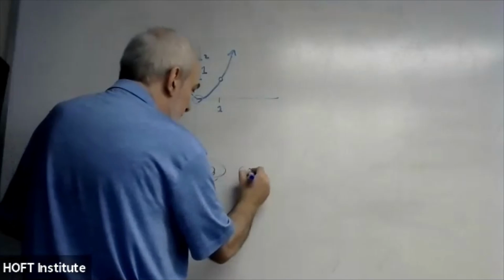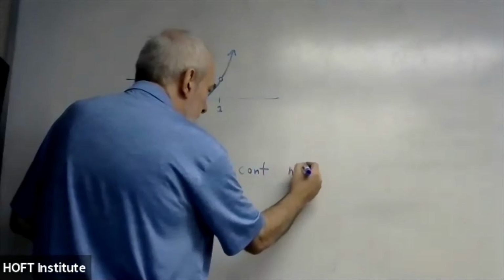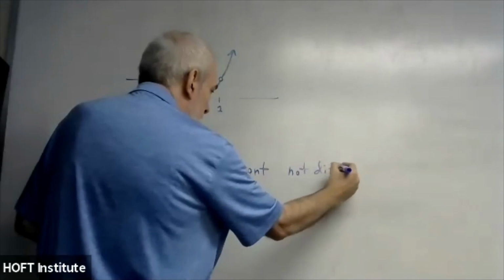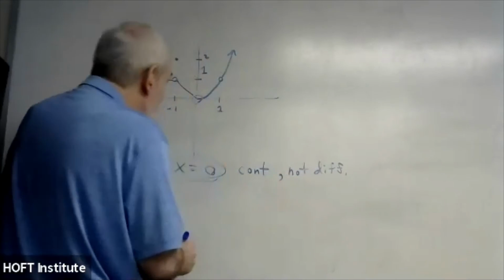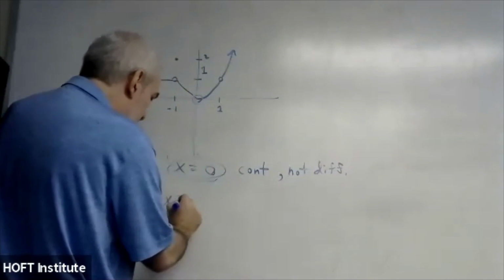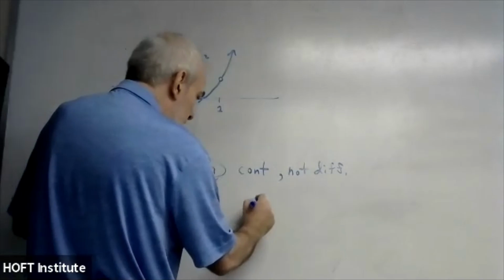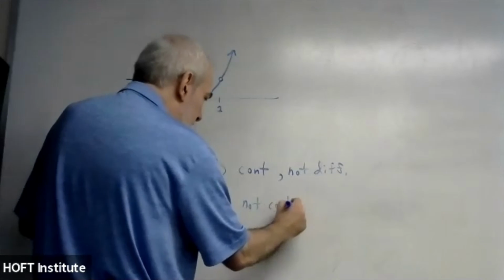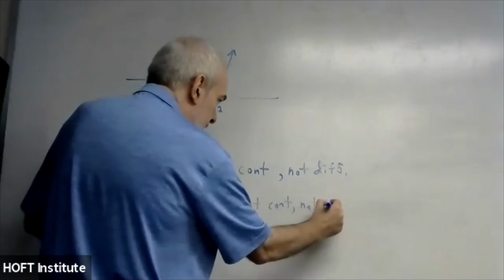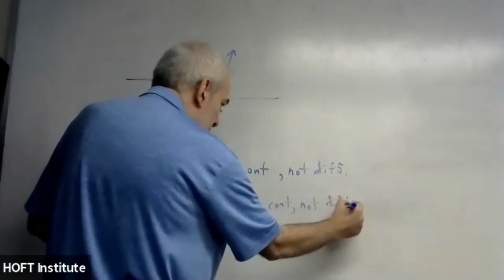So here it is continuous but not differentiable. Whereas, just to reiterate, at x equals +1 or -1, it was not continuous, which automatically makes it not differentiable.